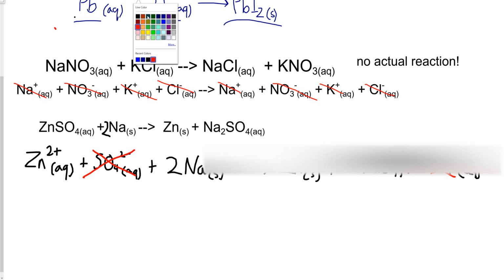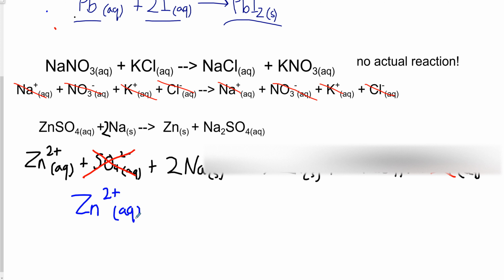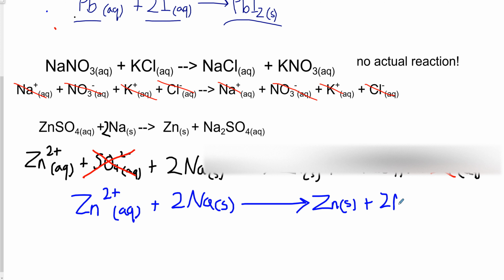So we have Zn2 plus aqueous plus 2 sodium solid, forming Zn solid and 2 sodium ion aqueous. That's a net ionic equation.